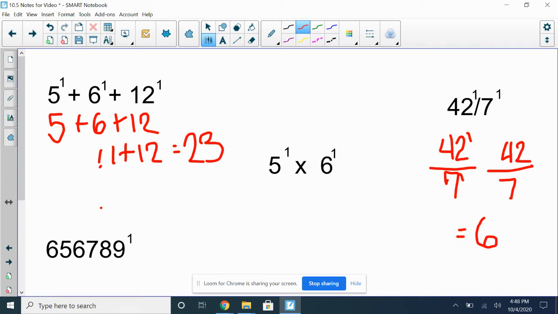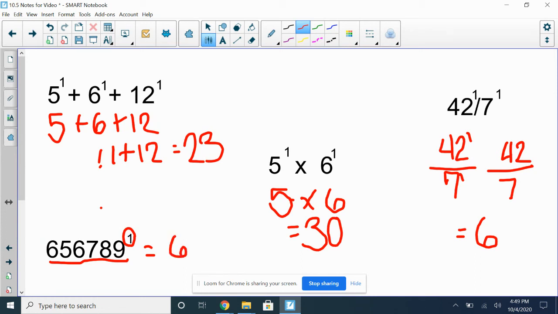I have 5 to the power of 1. Anything to the power of 1 is itself, so I have just 5 times 6 to the power of 1. Anything to the power of 1 again, just 6. 5 times 6 leaves me with 30. All right. And again, I just wanted to emphasize, it doesn't matter what it is, 656,789 to the power of 1 is still just going to be itself. 656,789.